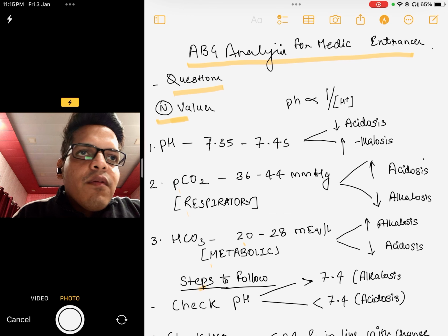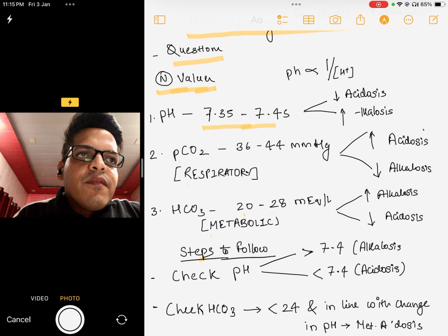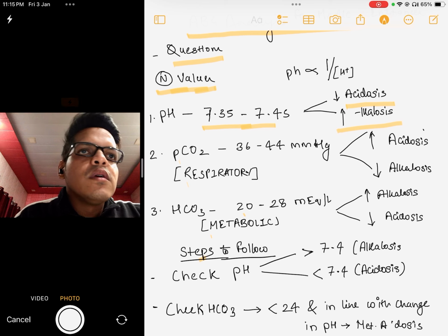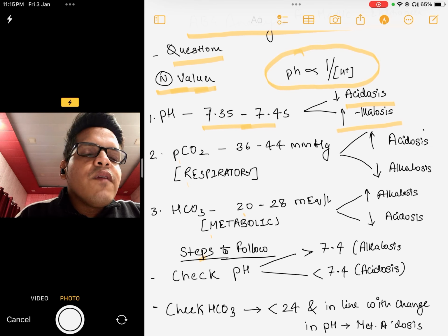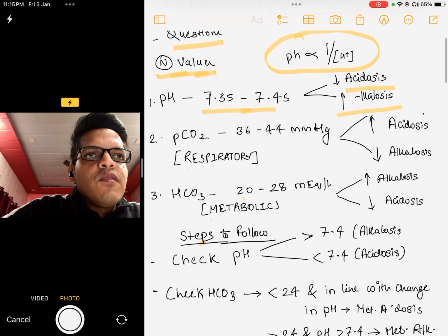First thing is normal values. The normal value for pH is 7.35 to 7.45. It is reduced in acidosis and increased in alkalosis. pH is related to H plus ions. So when the concentration of H plus ions is increased, the pH will be reduced. So you can infer that it is inversely proportional.